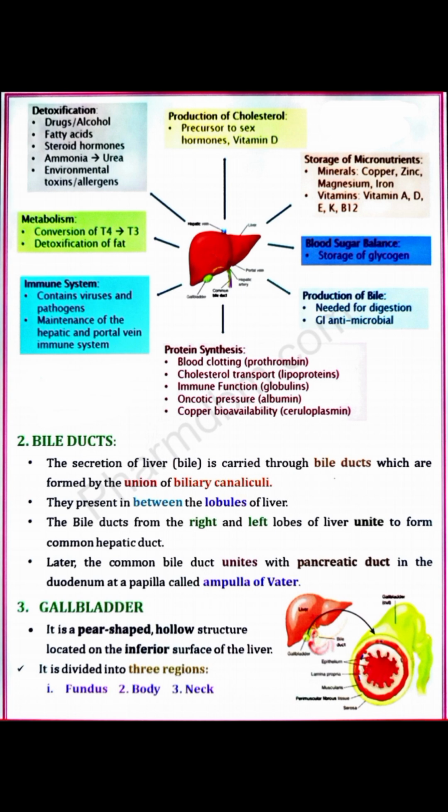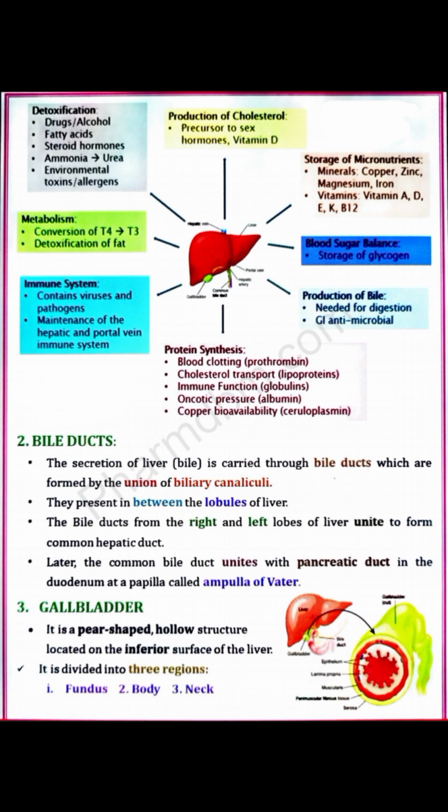Detoxification involves drugs and alcohol, fatty acids, steroid hormones, ammonia, urea, environmental toxins, allergens. Metabolism: conversion of T4 to T3. Detoxification of fat. Next, immune system. It contains viruses and pathogens. Maintenance of hepatic and portal vein immune system.